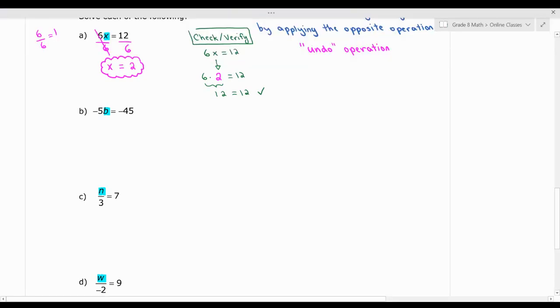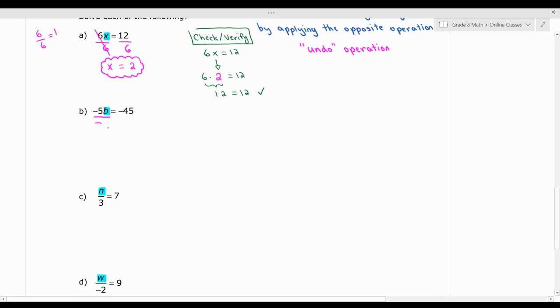Next question. So again, -5 is being multiplied by our variable b. Our letter b is representing some unknown value that we don't quite know yet, and we're saying it's supposed to equal -45. So the operation being applied is multiplication. We are going to undo that.